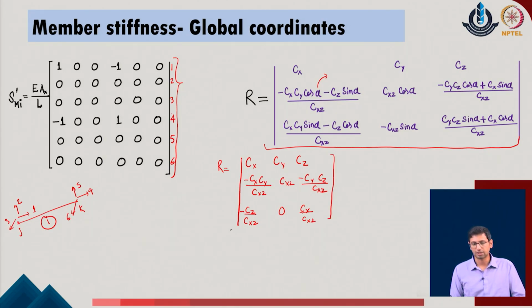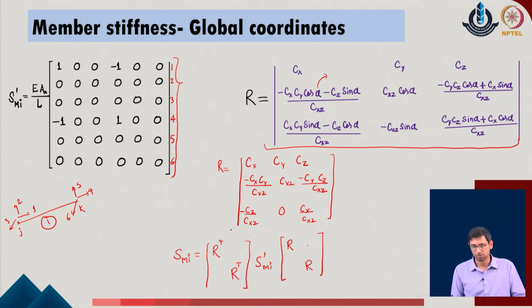So with these values, the rotation matrix of the given system is known to us, and once the rotation matrix is known, we can easily evaluate the stiffness matrix of the given system. That stiffness matrix can be written as SMi, which is the stiffness matrix for any member i, and that is equal to the rotation matrix in the 6 cross 6 matrix arrangement with the transpose, multiplied by SMi, which is the member stiffness in the local member coordinates, multiplied by the rotation matrix in the 6 cross 6 stiffness format.